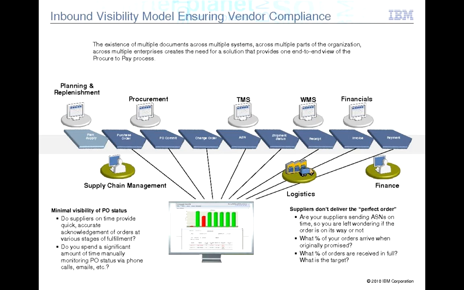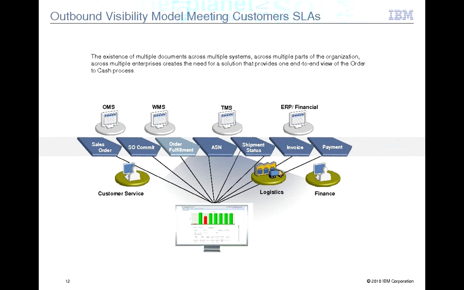Now, this is a typical purchase to pay, inbound from the supplier. If you turn the system on its head, it will also go outbound, that order to cash. And then same kind of systems of record: my order management, my warehouse management, transportation, and then finally my financials again. This time, rather than operations or buyers, I've got customer service, logistics, and finance. The point is, on the inbound, the purchase to pay, you're monitoring vendor compliance, as opposed to on the outbound, where I'm measuring and monitoring my ability to meet the SLAs of my customers.